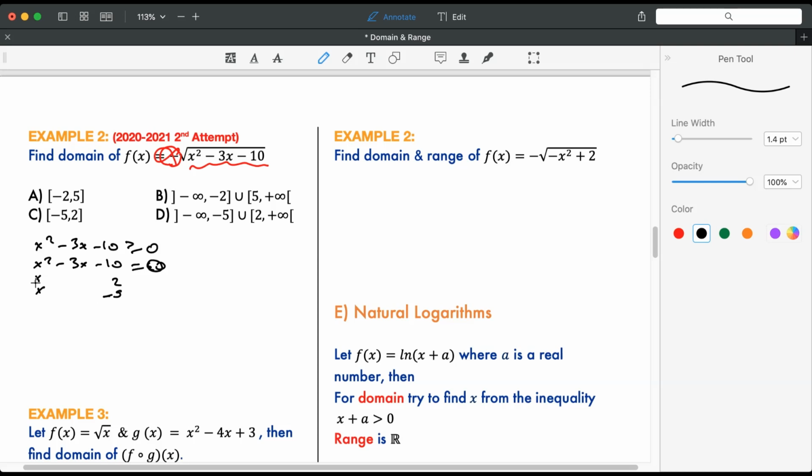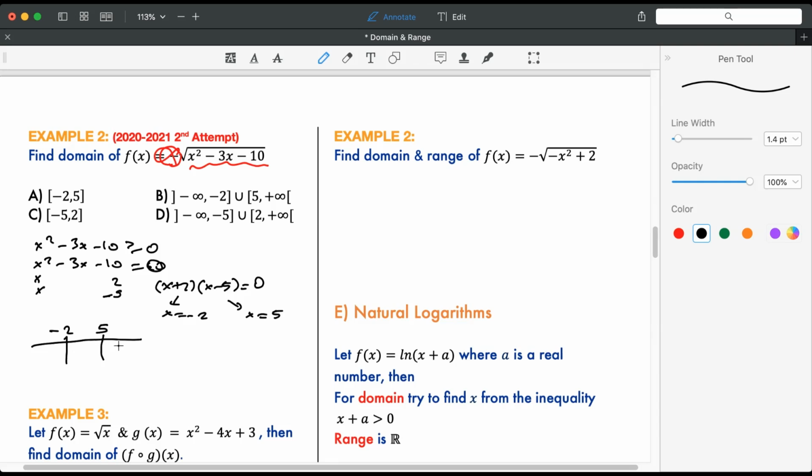So you will factorize this as x plus 2 times x minus 5 equals 0. So when x plus 2 is 0, x is minus 2. When x minus 5 is 0, x is 5. So there are two numbers. We make this chart. This is called the table of variations. Negative 2 is the smaller one, written on the left. 5 is the bigger one, written on the right.